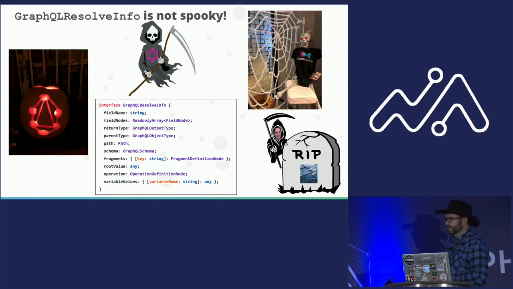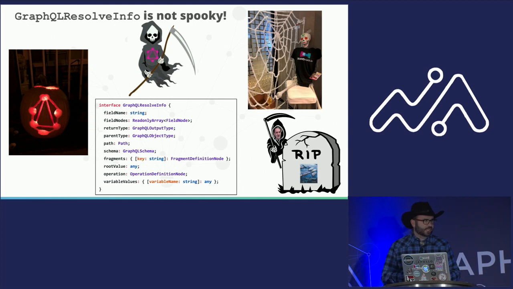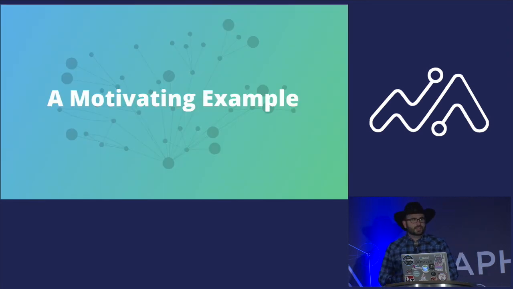Instead, what I want to do is convince you that this GraphQL resolve info object is not scary. This is something that is accessible. There's tooling around this, and we can use it to make more efficient resolvers and more efficient GraphQL APIs. So that's my goal today. So first, let's take a look at a motivating example here.